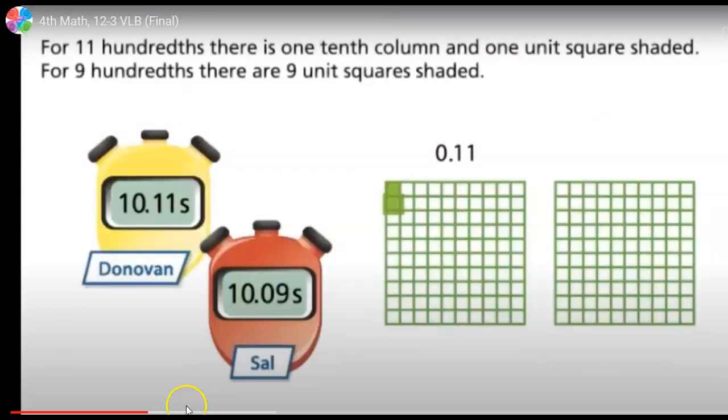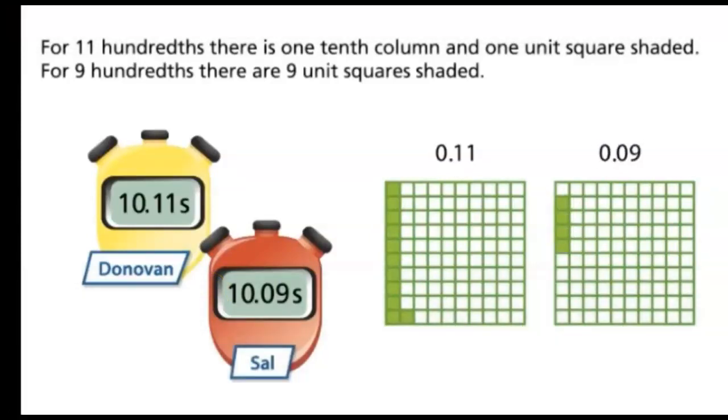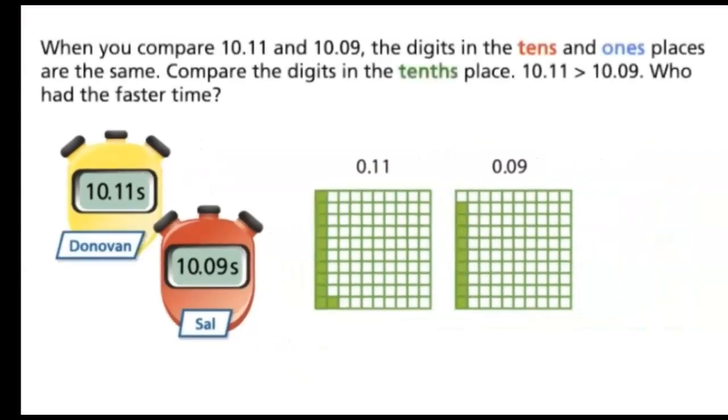For 11 hundredths, there is 1 tenths column and 1 unit square shaded. For 9 hundredths, there are 9 unit squares shaded. When you compare 10 and 11 hundredths and 10 and 9 hundredths, the digits in the tens and ones places are the same. Compare the digits in the tenths place. 10 and 11 hundredths is greater than 10 and 9 hundredths.